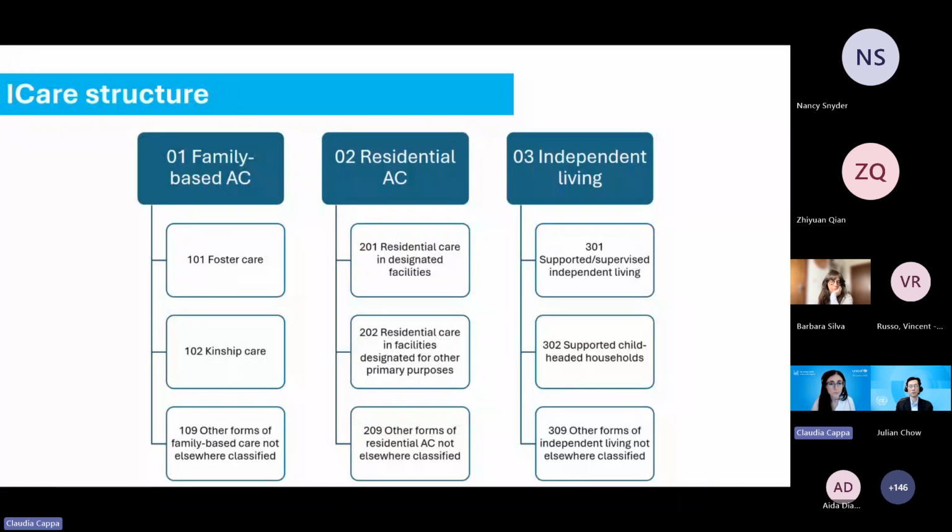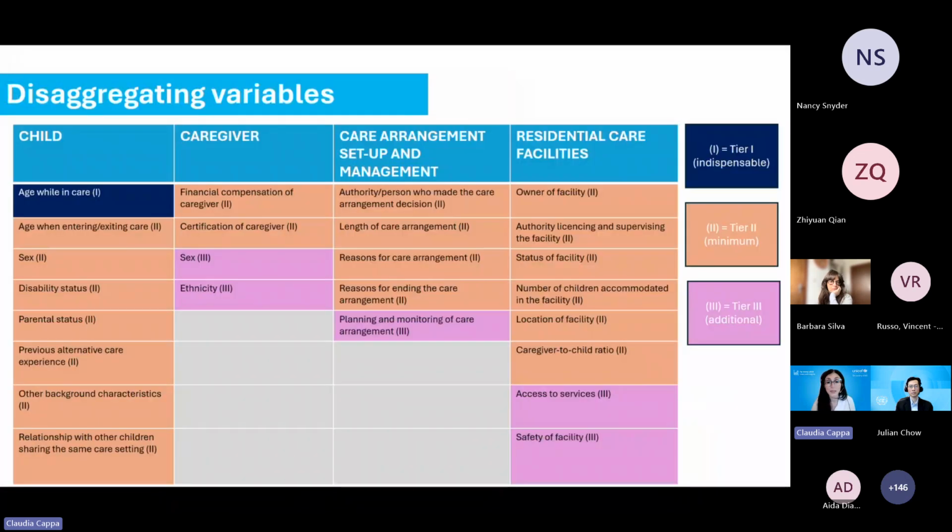The classification also includes disaggregating variables that are classified in tiers. The only indispensable variable is the age of the individual while in care, because this will allow us to distinguish between children and adults. Then we have a tier 2 level of disaggregation, which is considered minimum, and includes a number of variables, for instance the disability status of the child and the parental status of the child, as well as characteristics that pertain to the caregivers, the care arrangement, or the facilities in case of residential care.